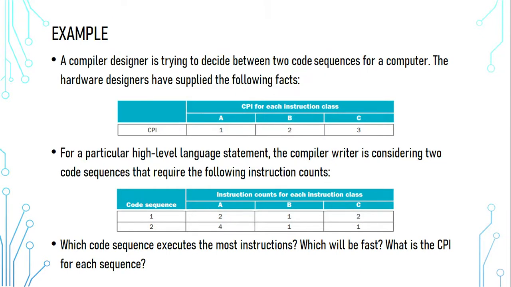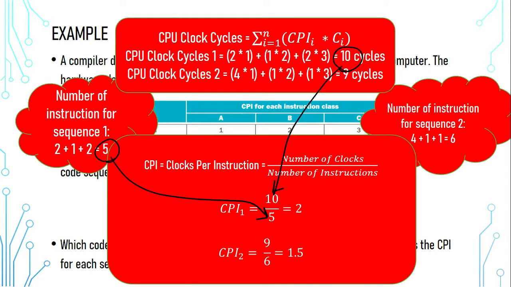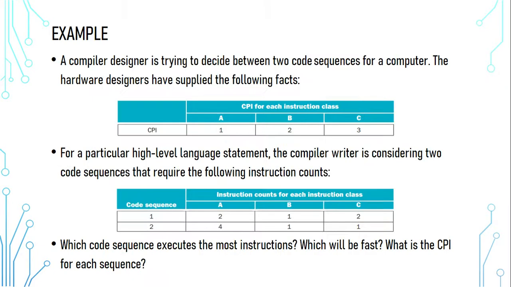Question number 3. What is the CPI for each sequence? CPI stands for clocks per instruction. From the previous questions, we have the number of clocks and the number of instructions, so we have the answer by a single division. And note that sequence number 2 executes more instructions, but it is also faster.